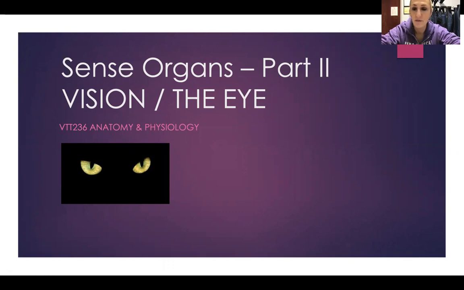Talk a little bit about vision and the eyeball. So you've already heard about the sense organs and things like that, but we had bypassed the eye because it has a lot to it and it's very important. So we're going to talk about the eyeball itself as well as the special sense of vision.